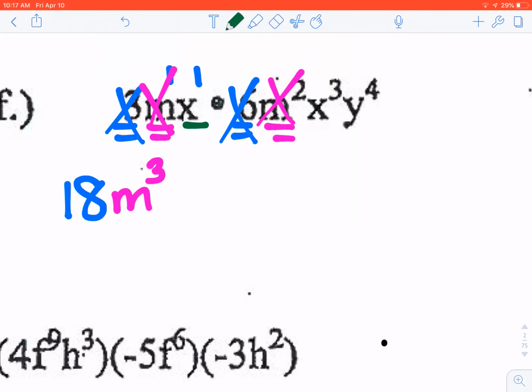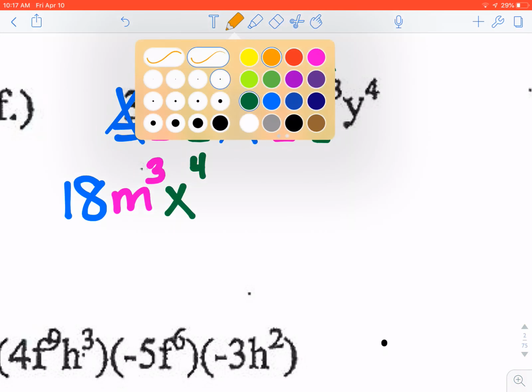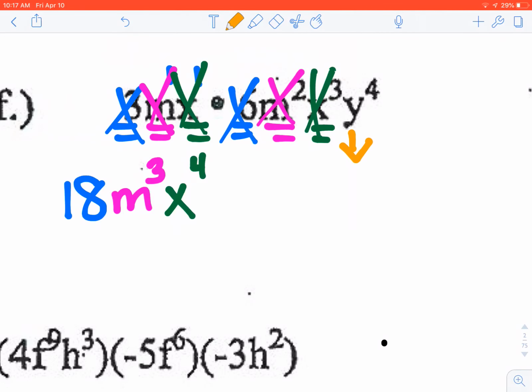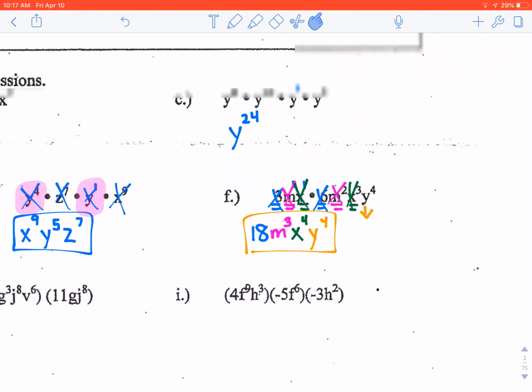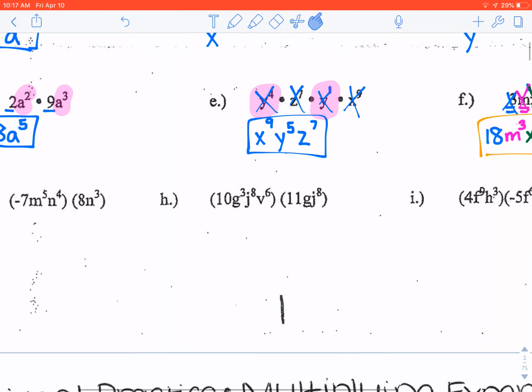Okay, let's now go to the x. You have x to the first times x to the third. Rewrite your base of x. 1 plus 3 is 4. The y is by itself. So remember, when it's by itself, I'm going to draw an arrow. You're just simply dropping it down. So your answer for that one is 18, m to the third, x to the fourth, y to the fourth. Again, when you multiply same base, you rewrite the base, you add the exponents.